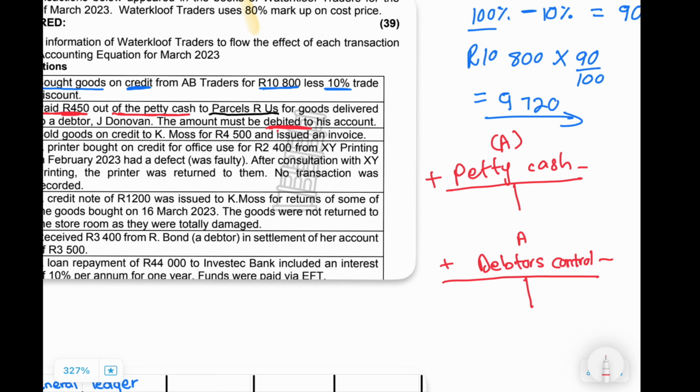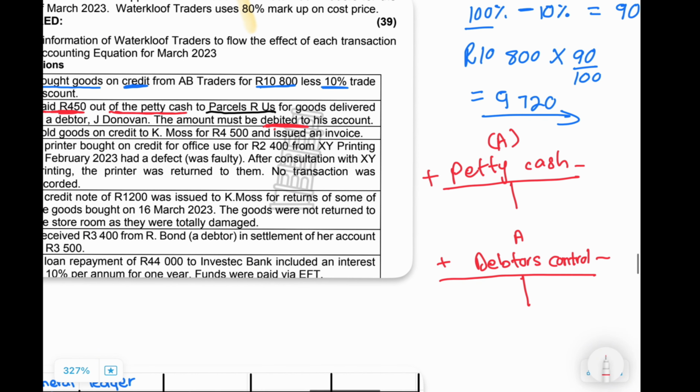So now we have to figure out which account is decreasing and which one is increasing. In this case, they said we paid 450 out of our petty cash, meaning that our petty cash will decrease since we are taking money out of it to make a payment on behalf of our debtor. So it is going to decrease by 450. So it is the account that will be credited. Debtors control. What is happening to our debtors control? Our debtors control is increasing. Why?